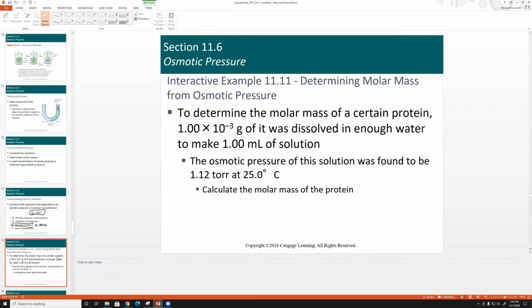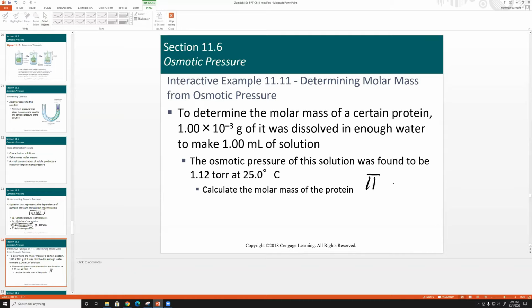Okay, so here's a question: determining molar mass from osmotic pressure. To determine the molar mass of a certain protein, 1 × 10⁻³ grams, or 1 milligram, is dissolved in enough water to make 1 milliliter of solution. The osmotic pressure of the solution was found to be 1.12 torr. Calculate the molar mass of this protein at 25 degrees Celsius. Okay, so I'll give you a couple minutes to do that. And then here's the formula again.